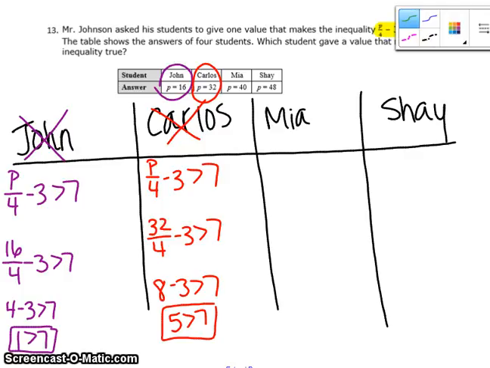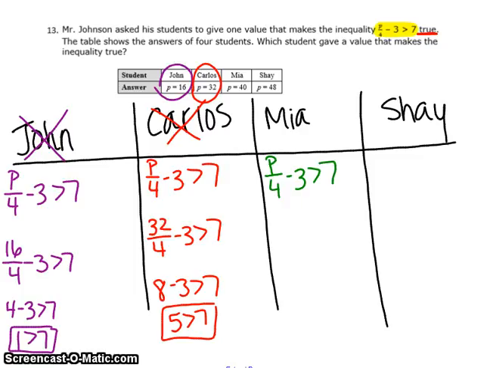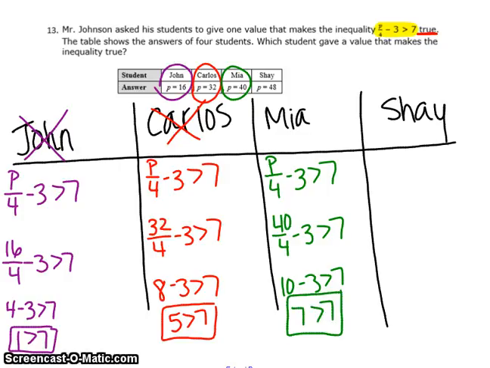So the next thing I have to do is do Mia. So I have P divided by 4 minus 3 is greater than 7. I want to plug in that 40. So I have 40 divided by 4 minus 3 is greater than 7. 40 divided by 4 gives me 10. 10 minus 3 gives me 7. So let's read our inequality. 7 is greater than 7. No, that's not true. They're equal to each other.